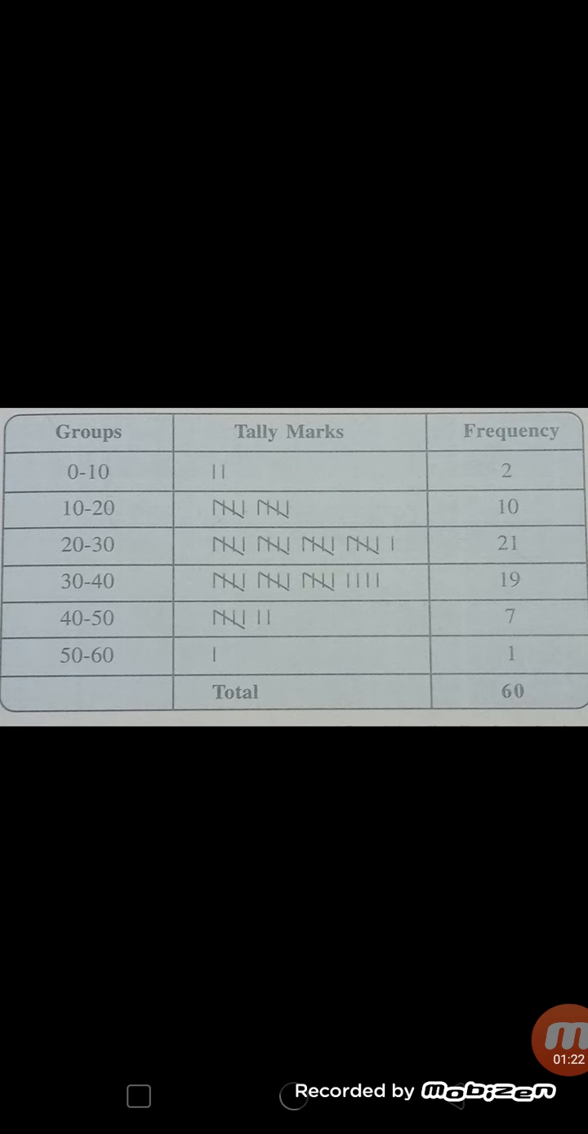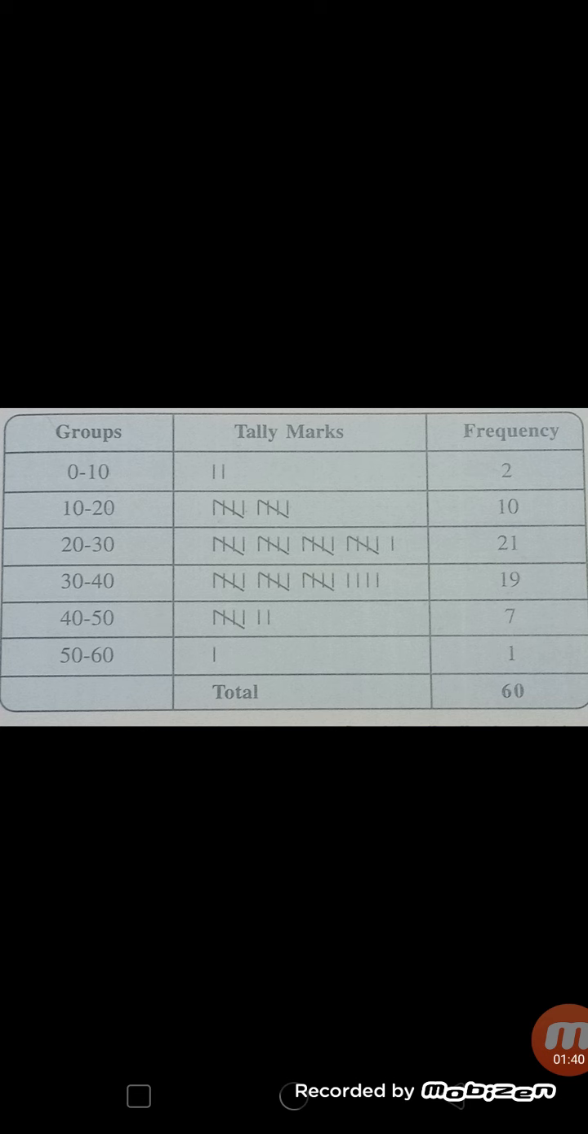So for our convenience, we make groups of observations, say 0 to 10, 10 to 20 and so on, and obtain a frequency distribution of the number of observations falling in each group. Thus, the frequency distribution for the above data can be like this. Here you can see 3 columns in which groups are made: 0 to 10, 10 to 20, 20 to 30, 30 to 40, 40 to 50 and 50 to 60. And then the frequency shows the number of students who have obtained these marks.